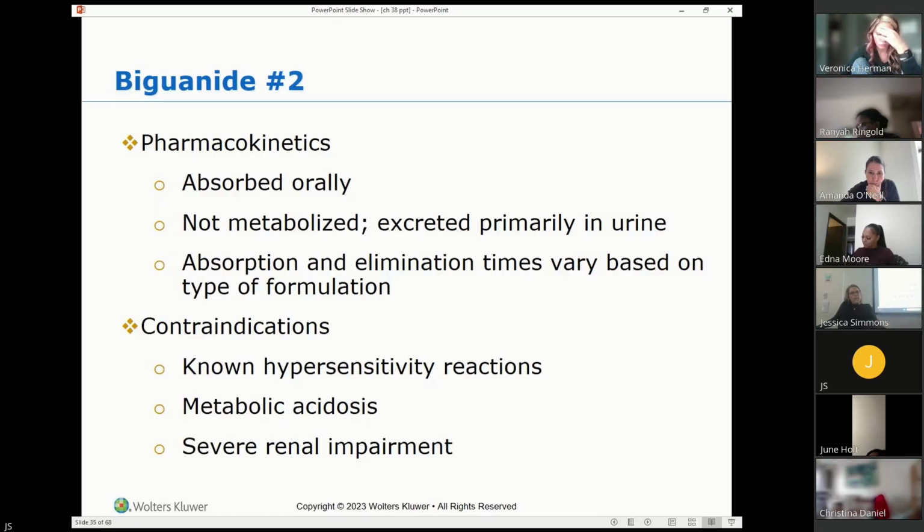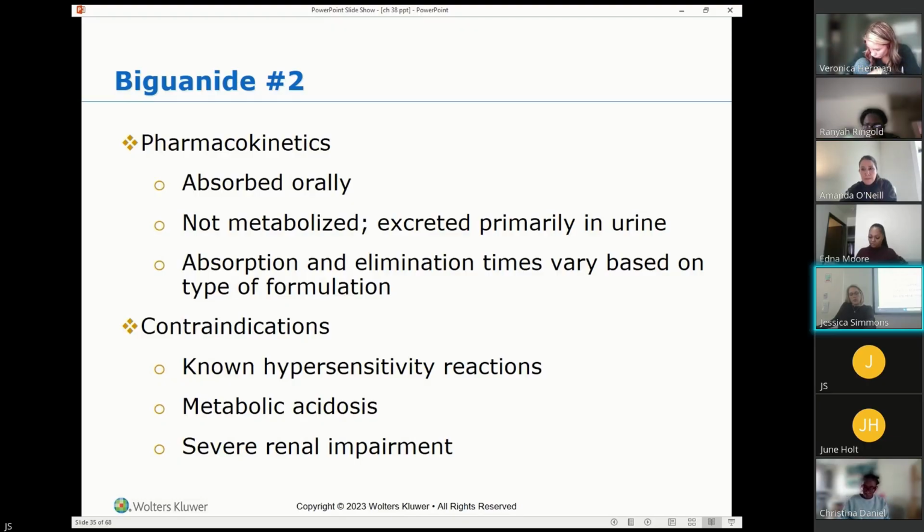It's absorbed orally, it's not metabolized, and excreted primarily in the urine. Absorption and elimination times vary based on the type of formulation. Contraindicated in an allergy, severe renal impairment, and metabolic acidosis. So we do not give this to patients that are type 1 diabetics or are in DKA.